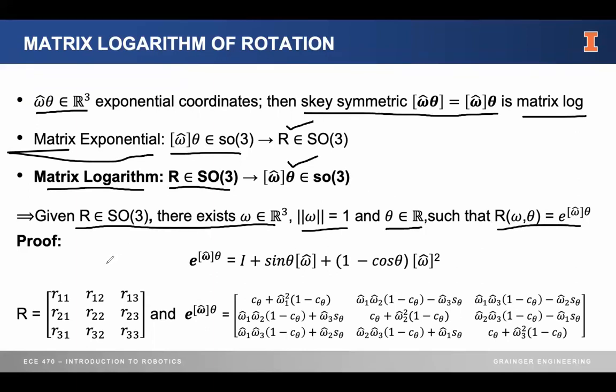By way of notation, we have the rotation matrix R, which can be seen at the bottom left of the screen and is given by R11, R12, R13, R21, R22, R23, R31, R32, R33. On the other hand, we expand the Rodrigues formula and multiply the terms in it to obtain the matrix representation given at the bottom right of the screen. So we have e raised to matrix omega hat into theta equals the terms shown at the bottom right of the screen.